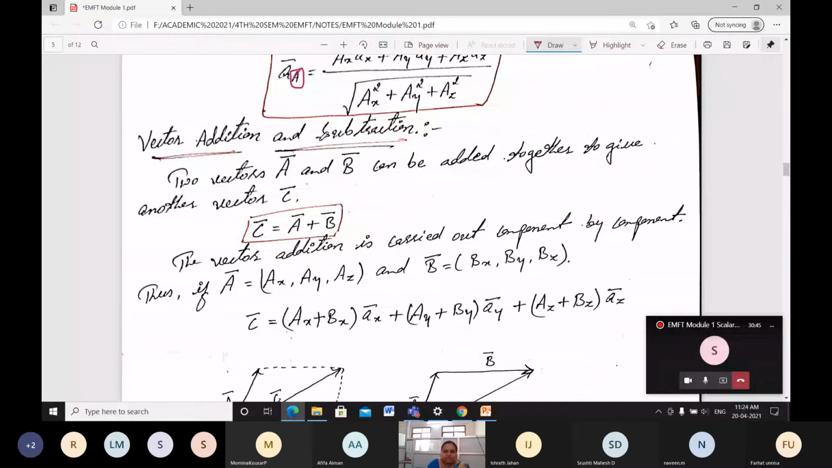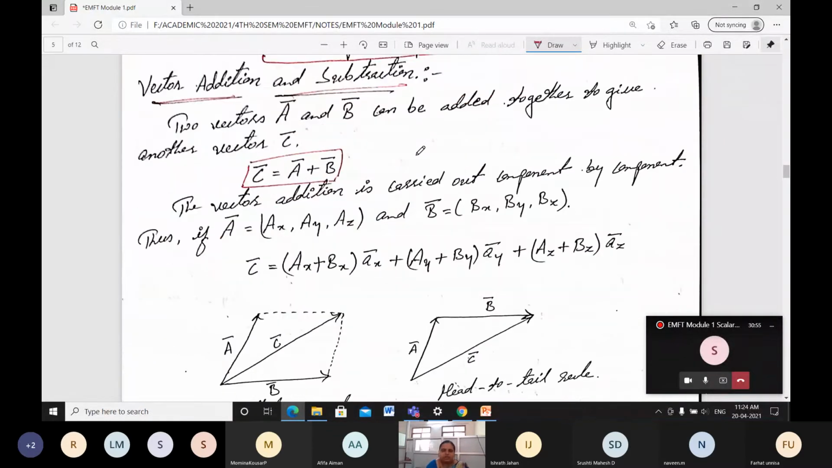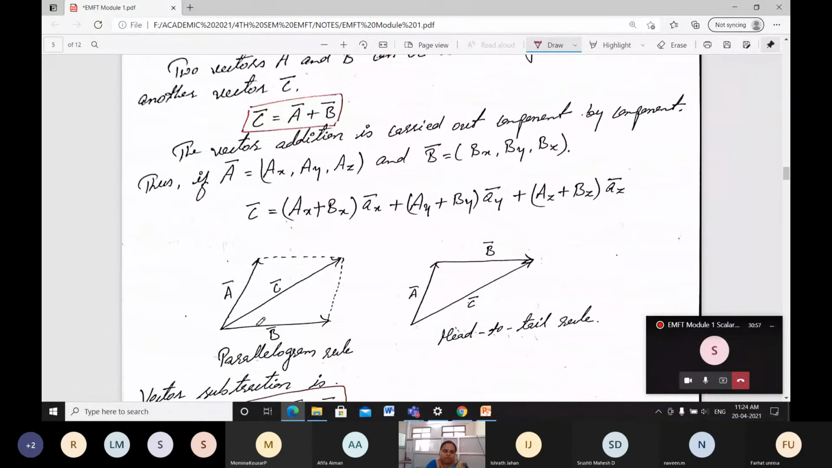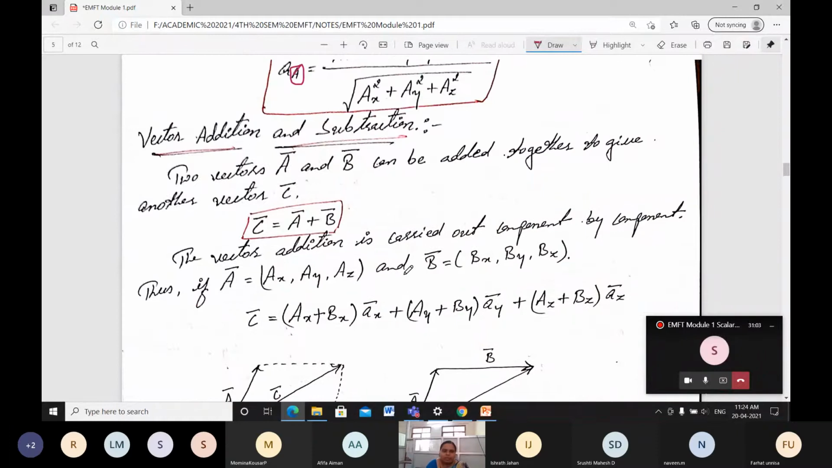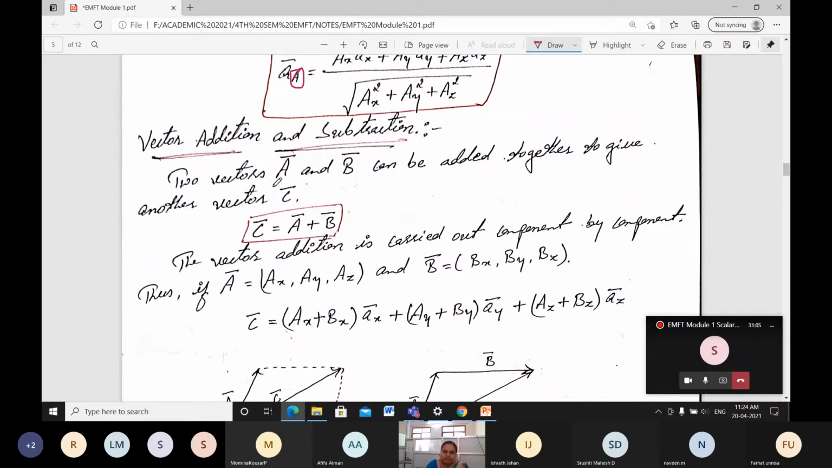Then about vector addition and subtraction. You already learned there are different methods of adding vectors. You can use any method which is convenient for you. Here we are going to use the parallelogram method or the triangular method; the triangle is also the same. Two vectors A bar and B bar can be added together to give another vector C bar, which equals A bar plus B bar.